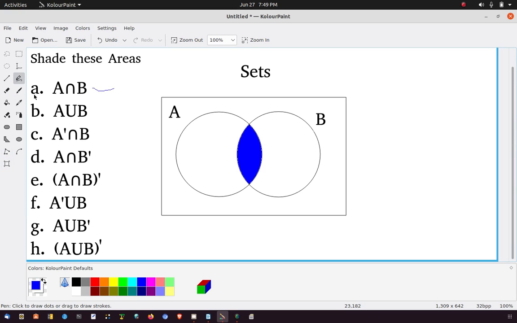Now the next area that you want to shade is A union B. What did you do for A union B? Let's look at that. A union B means the areas that include A or B or both. So what you're looking at is that area. That is A union B. Okay?